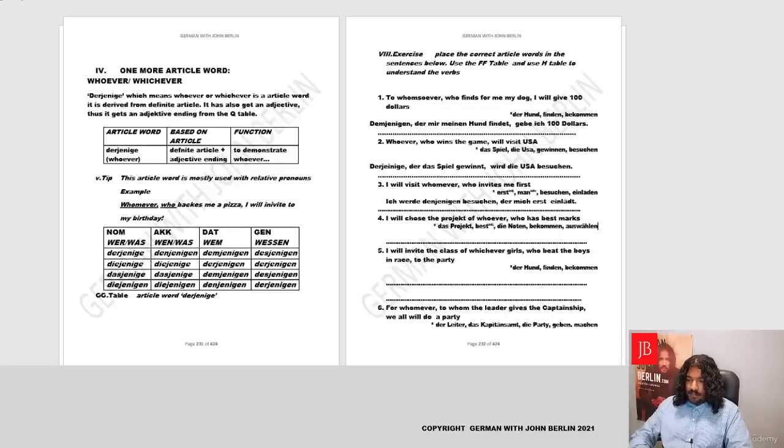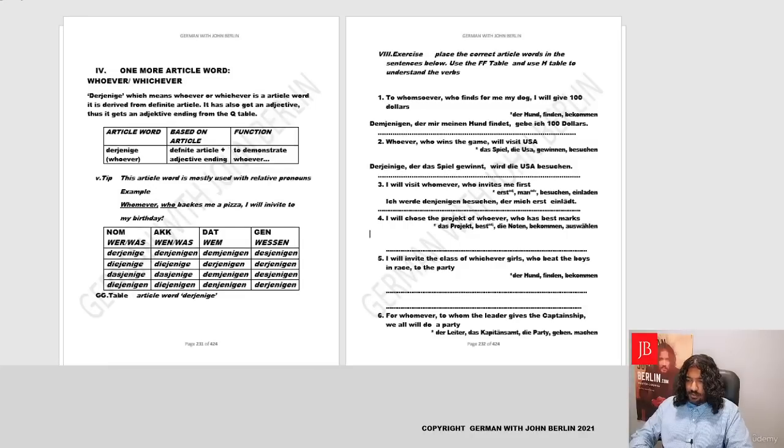Okay, moving forward. I'll choose the project of whoever has the best marks. Yes. So as a little advice, you can keep your table for relative pronouns open, though I hope you remember them. Yes. So let's get started. I'll choose the project of whoever. So ich werde, what will you choose? The project, that's accusative. Den, die, das Projekt. That's neuter. So das Projekt. What is the verb to choose? It's auswählen. Auswählen. Very good.